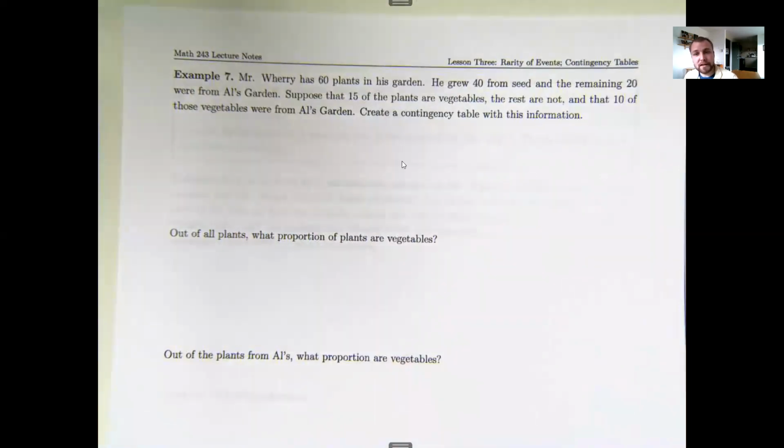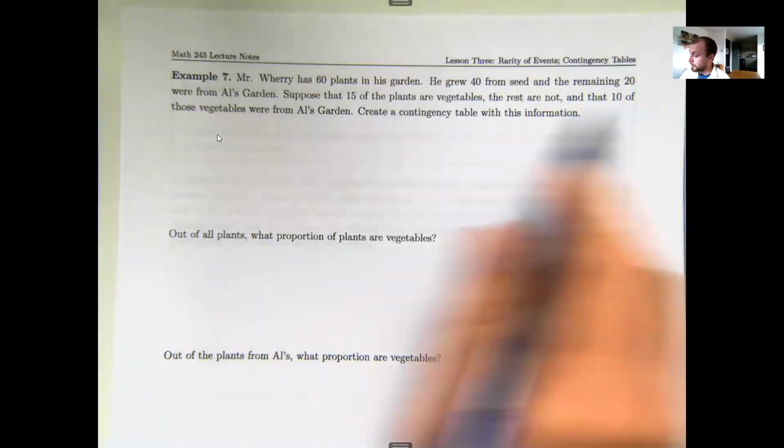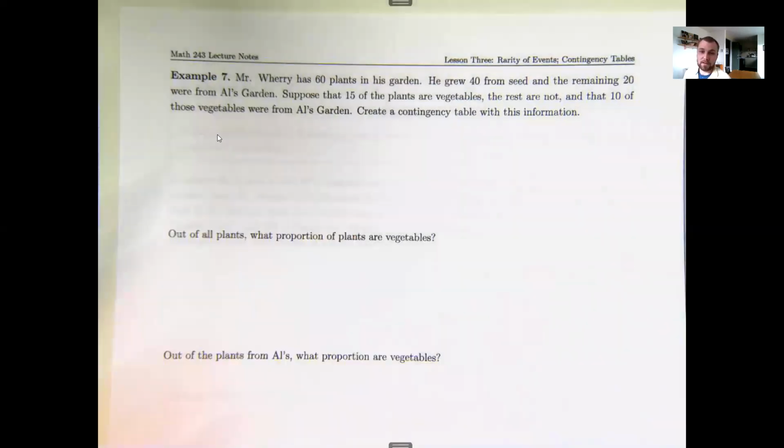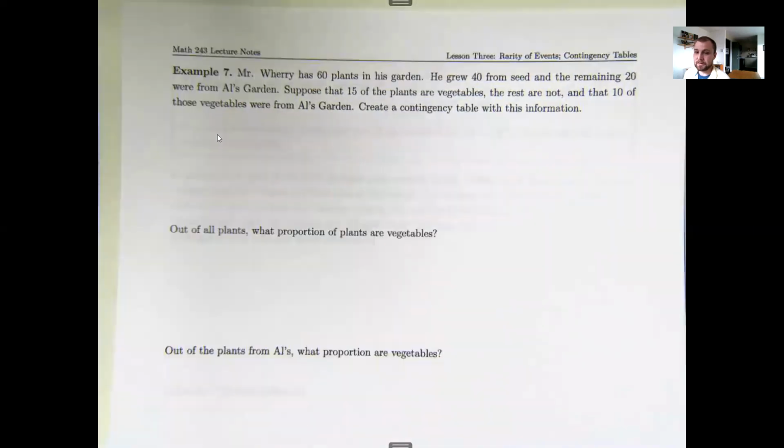Suppose that 15 of the plants that I'm growing are vegetables and the rest are not vegetables. And that 10 of those vegetables happen to be from Al's garden center. Create a contingency table with this information. Let's try.